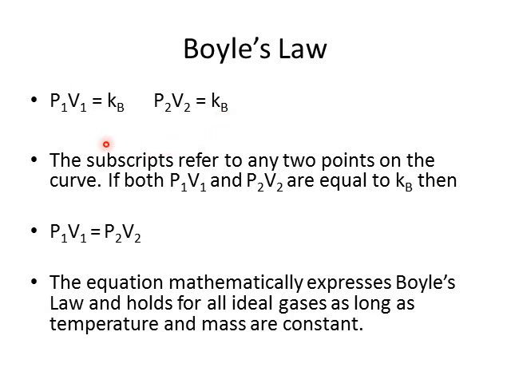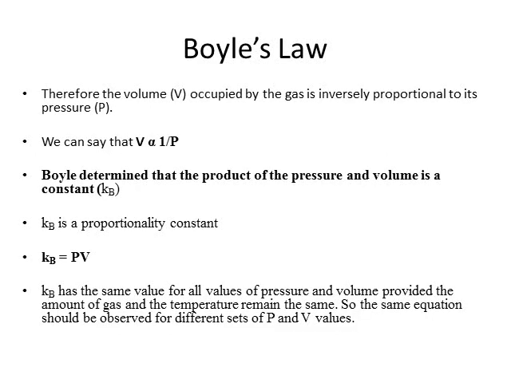So what are we looking at? These 2 subscripts, P1 and V1, and P2 and V2, represent any 2 points on the curve. And we notice that they're both equal to K_B. So if they're both equal to K_B, then we can say that P1V1 is equal to P2V2. So this equation mathematically expresses Boyle's law, as long as the temperature and the mass are held constant.